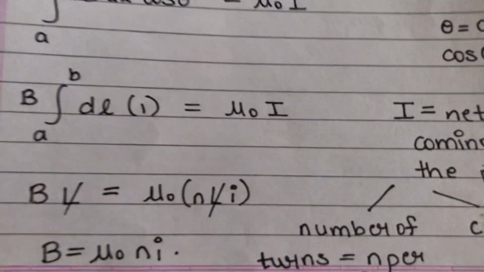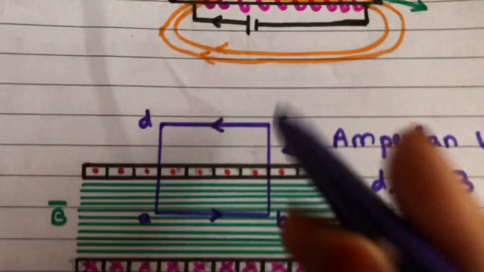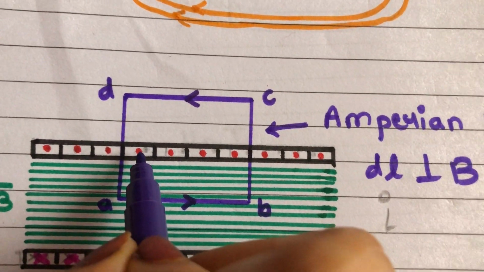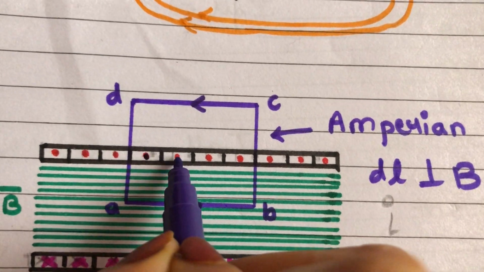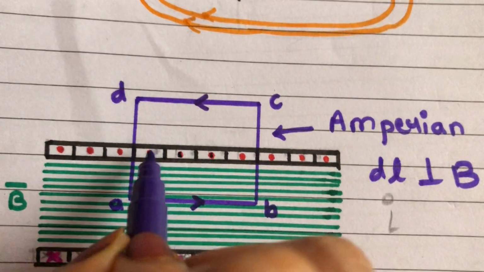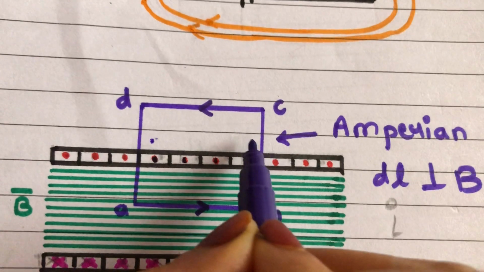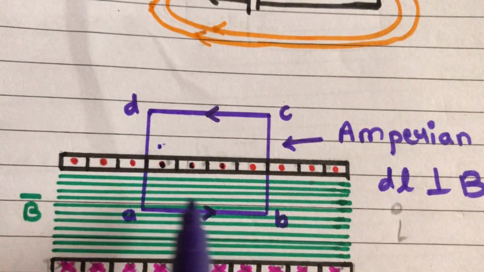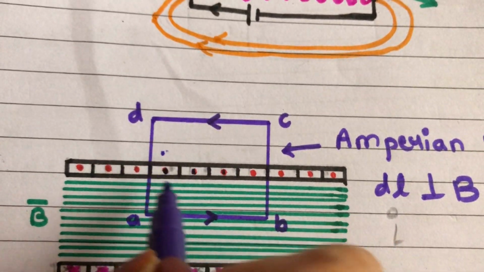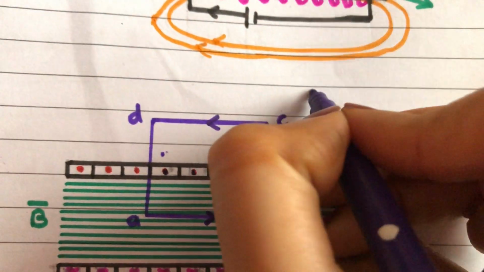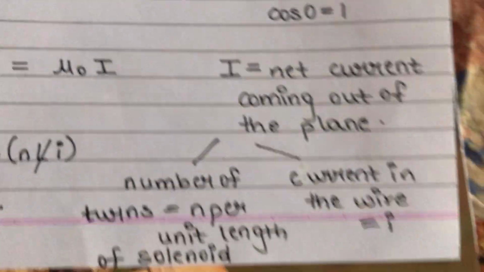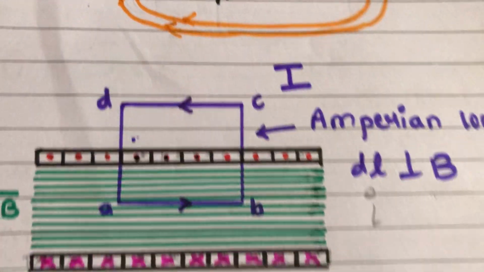Now what is I? I is the net current inside the Amperian loop. If you see inside the Amperian loop, what is the net current? These 1, 2, 3, 4, whatever turns come, only this part is considered, because it is inside the Amperian loop. So what will this current be? That is given by capital I, the net current coming out of the plane. Yes, of course, a dot means coming out of the plane.